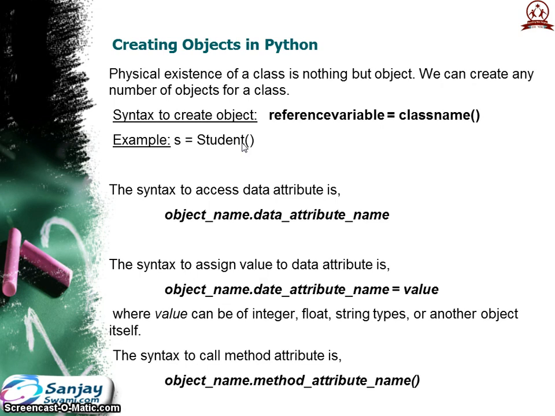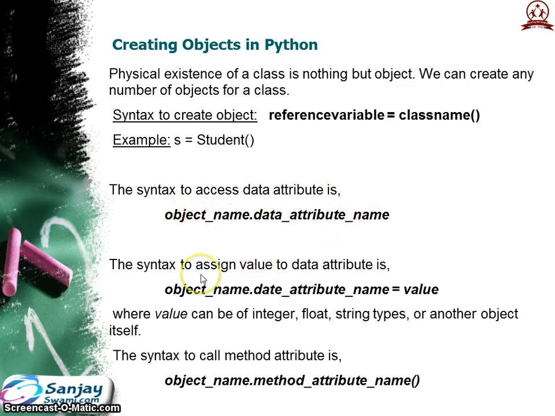The variable which can be used to refer to an object is called a reference variable. By using a reference variable, we can access attributes and methods of an object. Here you can see the syntax of how to create the reference variable and instantiate by the name of the class. This is the syntax to access the data attribute, that is object name dot data attribute name.